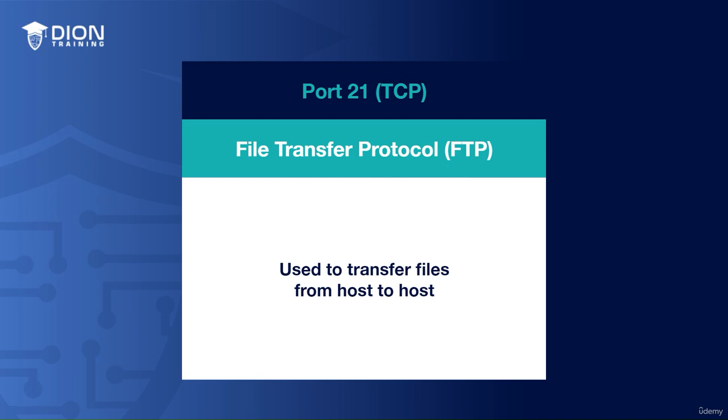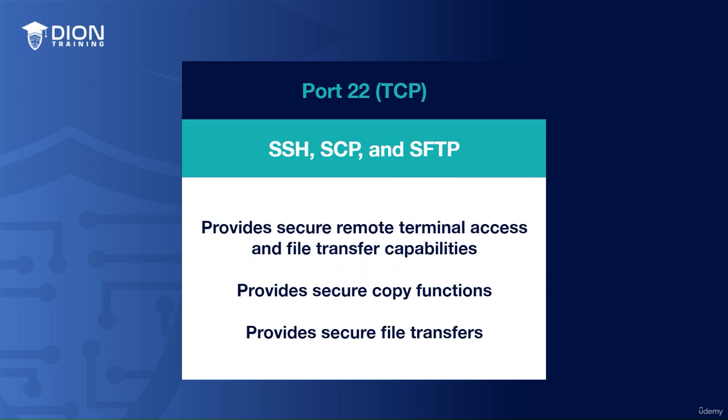using TCP. Port 22 is going to be used for 3 different things. It's used for SSH, SCP, and SFTP. SSH is going to provide us with secure remote terminal access and file transfer capabilities over port 22 using TCP. Essentially, SSH is used for remote control or remote access using a text-based environment to a remote server. SCP is going to provide you with secure copy functions over port 22, and SFTP will provide secure file transfers over port 22 as well.